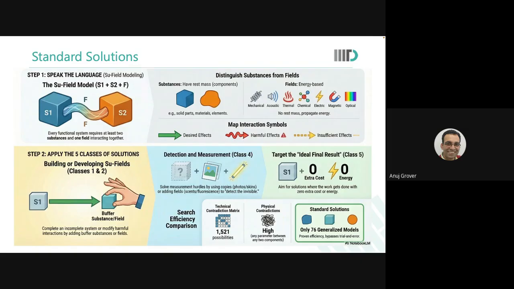And he talked about different kinds of fields. We discussed that MATCHEM is one way to remember something: mechanical, acoustic, thermal, chemical, electrical, magnetic, and optical. So MATCHEM is one way to remember which kind of fields can be there in the system.